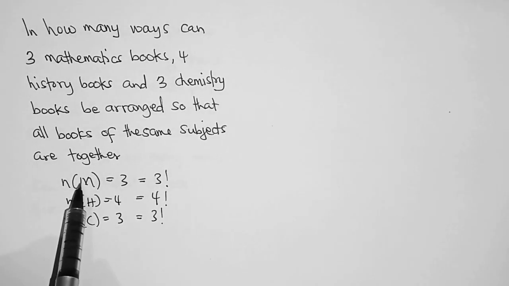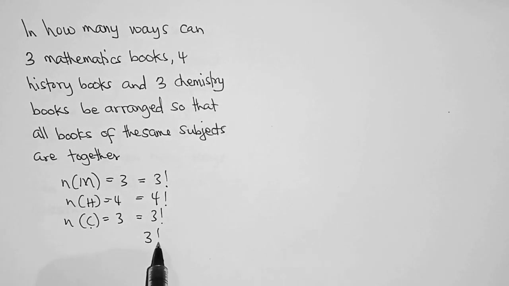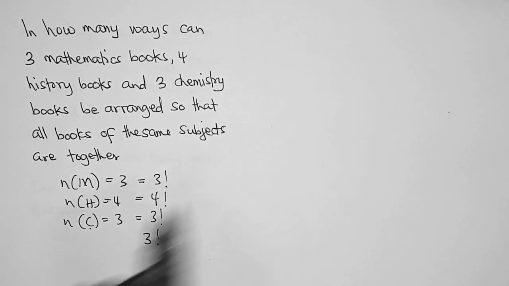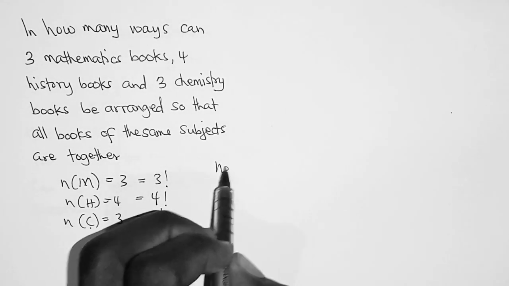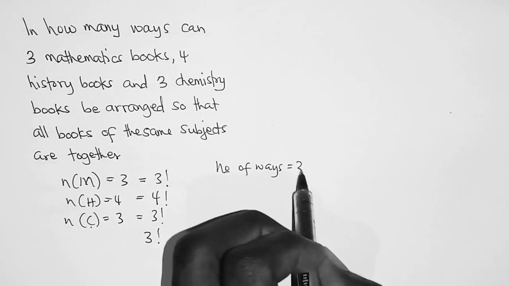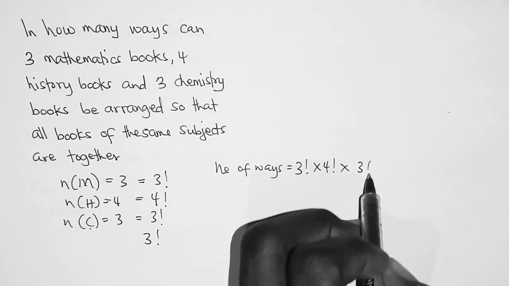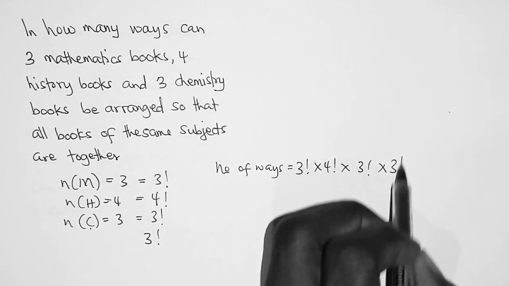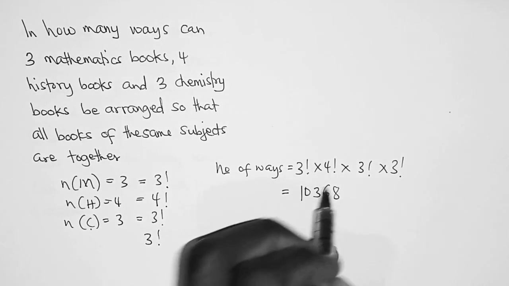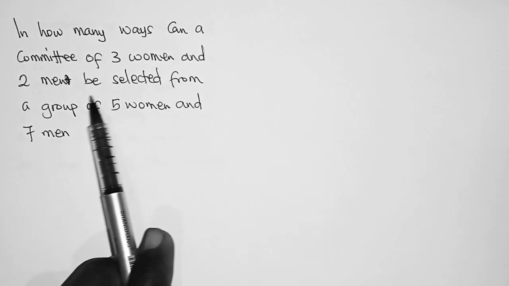However, we have mathematics, history, and chemistry, and we can arrange all of these in 3 factorial different ways. That is taking mathematics, history, and then chemistry together. So the total number of ways is equal to 3 factorial times 4 factorial times 3 factorial, then times this 3 factorial. And this is equal to 10,368.